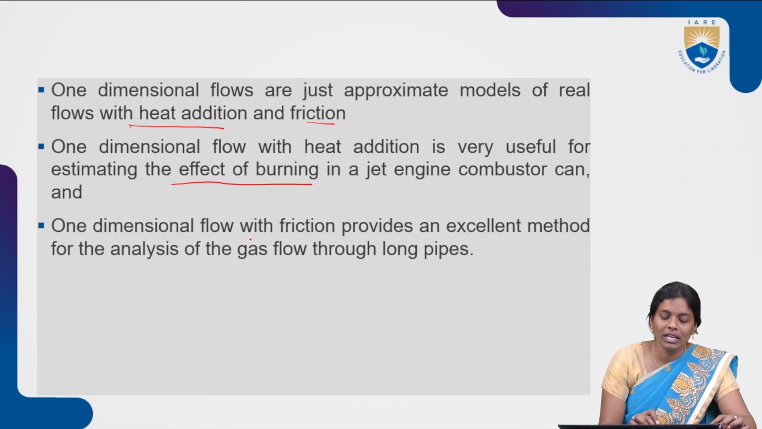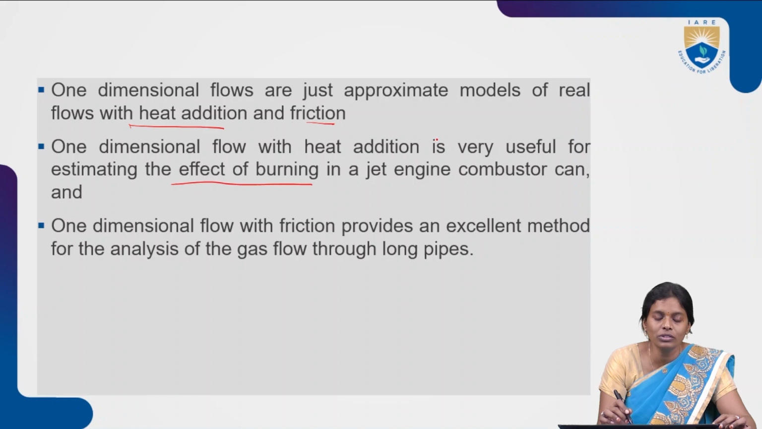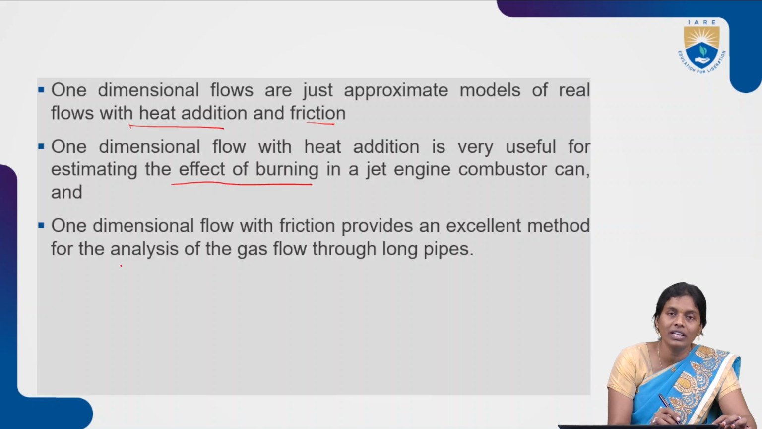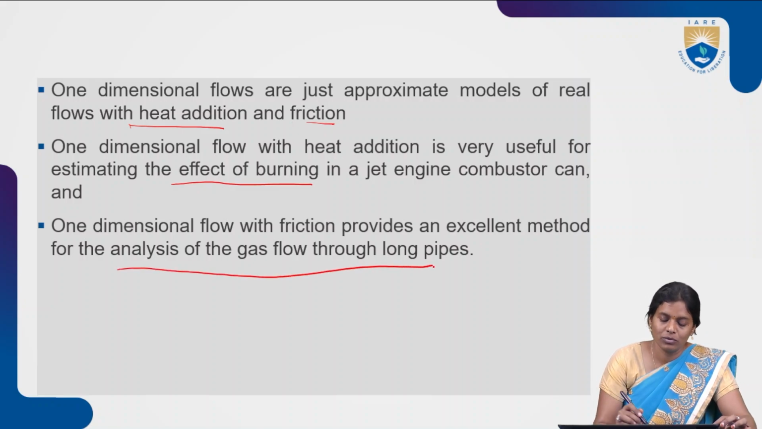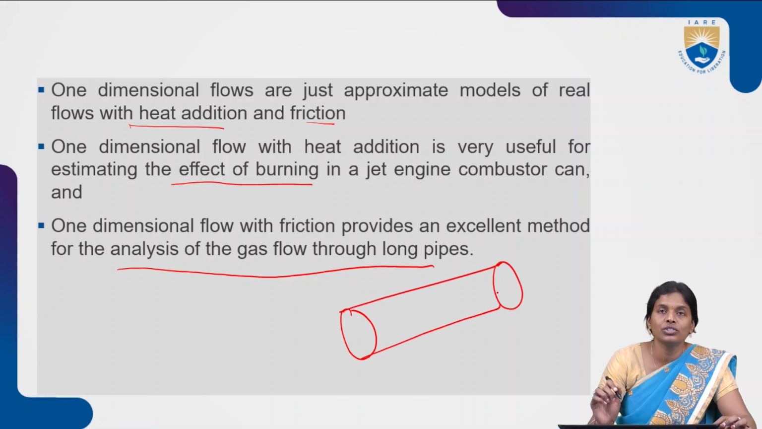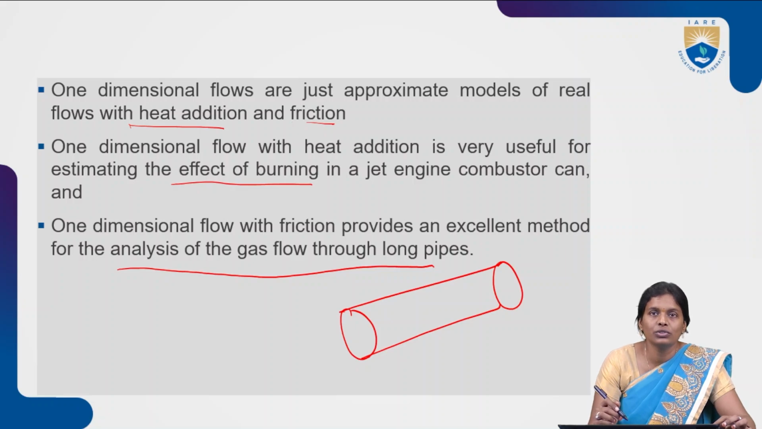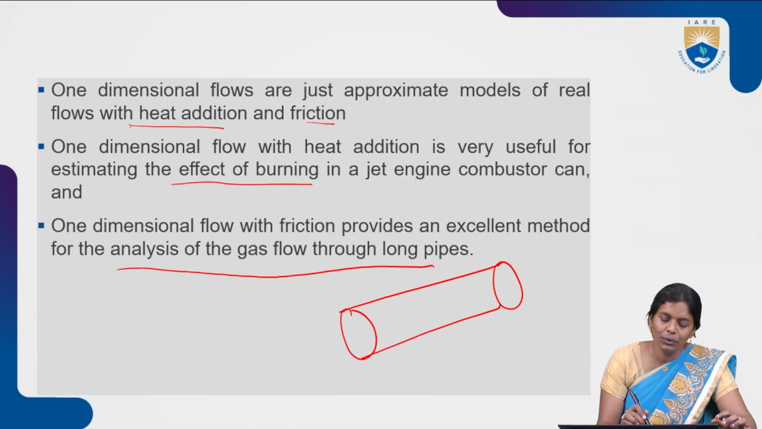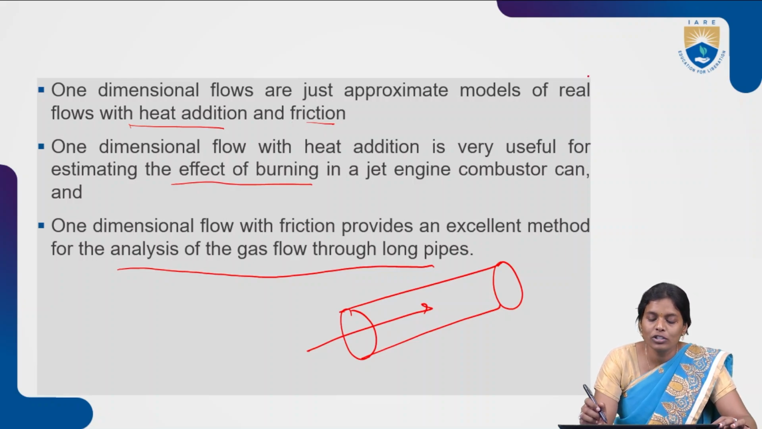One-dimensional flow with friction provides an excellent method for analysis of gas flow through long pipes. So with heat addition, we can estimate the effect of burning inside the jet engine combustor, and with friction, we can analyze the gas flow through the pipe. How the properties change due to friction, and what happens inside the pipe for the gas, we can see only in one dimension. These two are the approximate models of real flows with heat addition and friction.